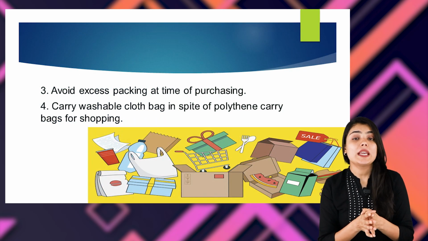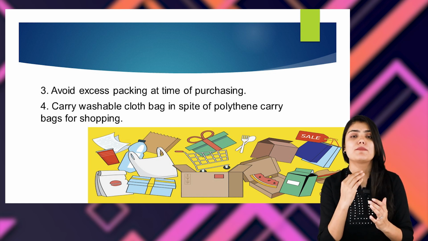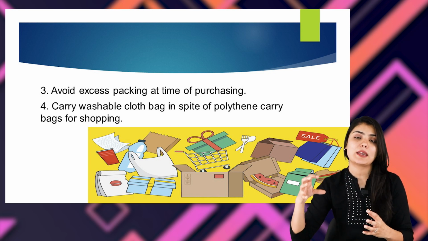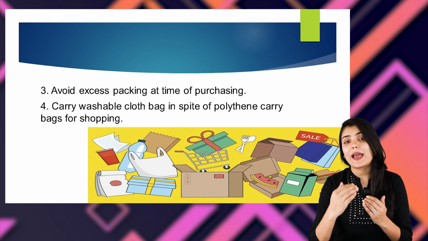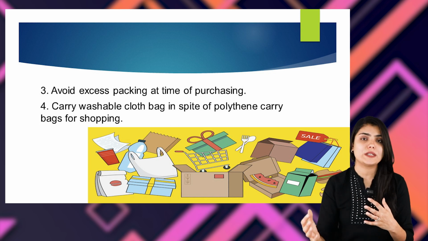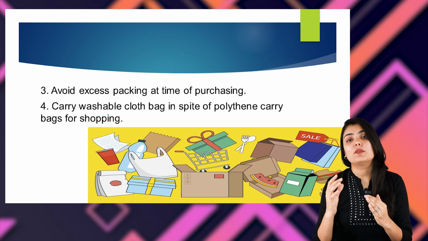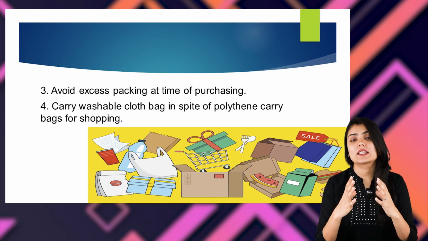The third thing that we can do in order to reduce the volume of the waste is to avoid excessive packaging of the material at the time of packing. So obviously, the packaging material that is used in order to pack something is a waste product. We throw it away. In order to avoid that, we need to make sure that the packaging is done minimal possible in order to avoid excess wastage.